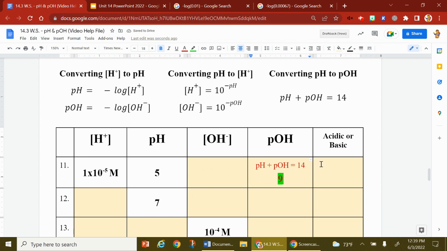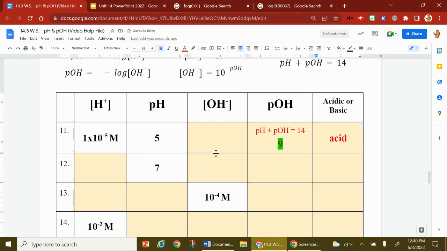What else can we figure out? Well, we know that if the pH is 5, that's less than 7. And if you're lower than 7, you are acidic. Remember, you must be higher than 7 to be basic, all right? You remember the joke. I don't need to repeat it a 15th time. All right, let's go on to number 13.